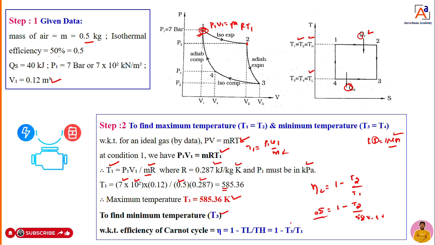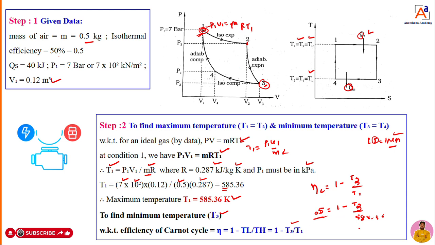Some authors will take T3 also. If you want, you can take T3 also. As per this diagram, 1, 2, 3, here is the lowest temperature. You can take 1 minus T3 by T1. Notation, however you can give. According to this diagram, the highest temperature is T1 and the lowest temperature is T3.